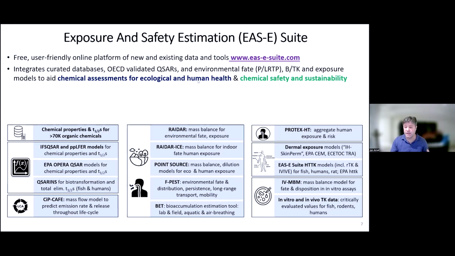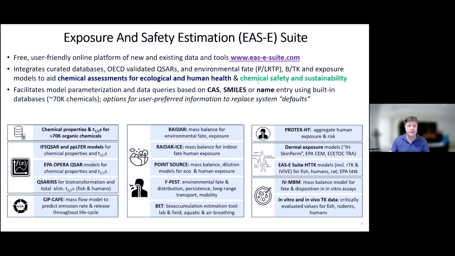It's a work in progress. It's continuing to evolve, but it's at a point now where we want to share this resource with the community and get feedback and end user feedback. But it integrates curated databases of chemical properties and in vitro, in vivo toxicokinetics, as well as OECD validated QSARs for predicting chemical properties. It includes various environmental fate and transport models that can be used for persistence, long-range transport potential, various bioaccumulation and toxicokinetic models, and then merging all of these tools together to get exposure models like the one I described earlier, Protex HT. And we're just trying to help aid chemical assessments for ecological and human health and chemical sustainability.